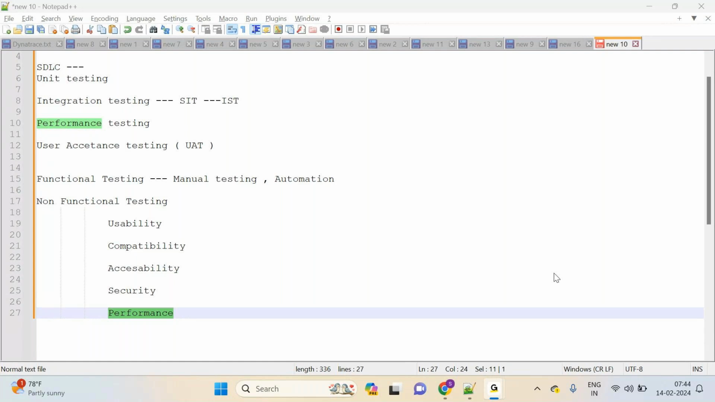Checking the stability of the application under various workloads. When you do the testing under various workloads, that is called performance testing. You are checking the stability or performance of the application under various workload conditions.